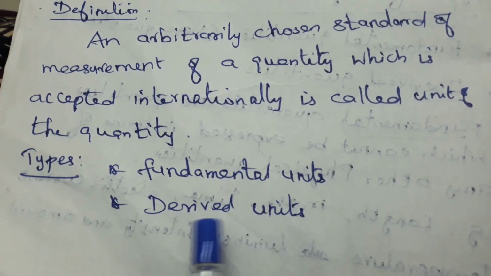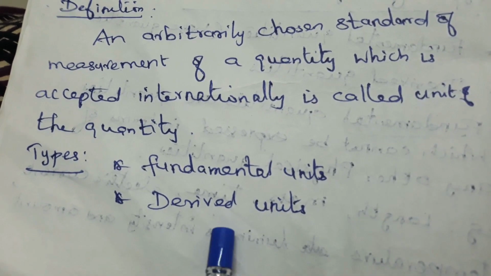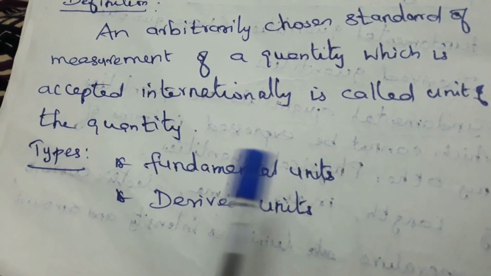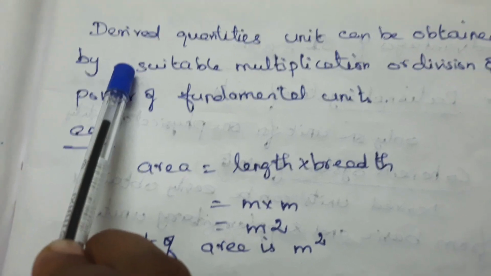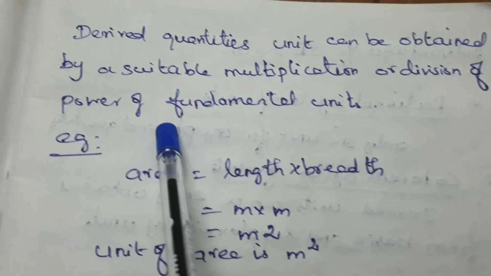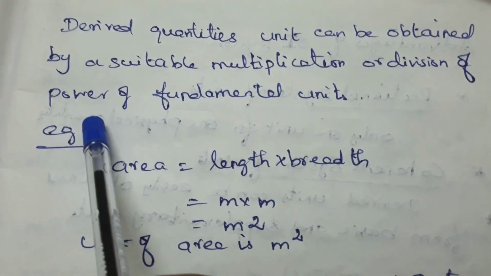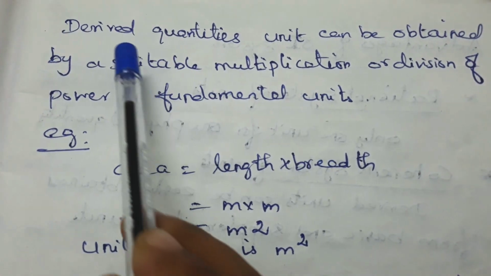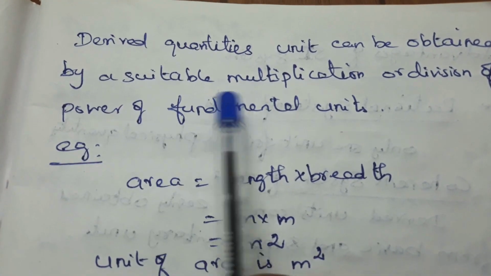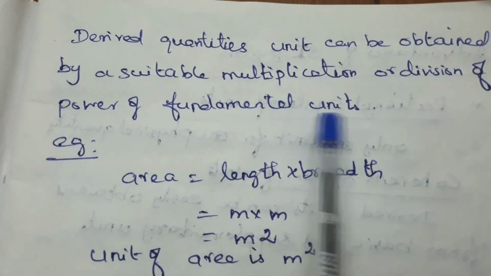Derived units. Derived units are units which are used to measure the derived quantities. Derived quantities' units can be obtained by a suitable multiplication or division of powers of fundamental units.